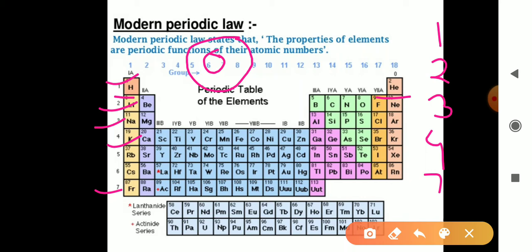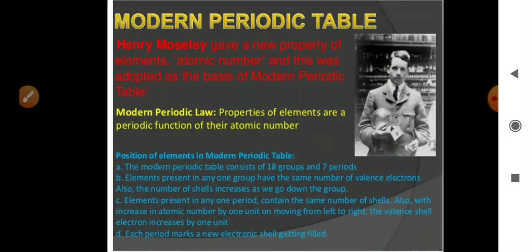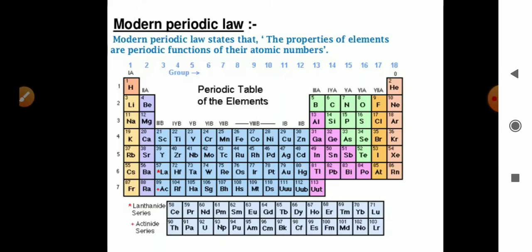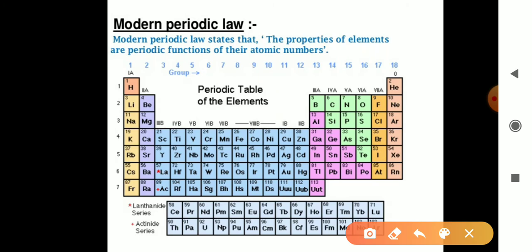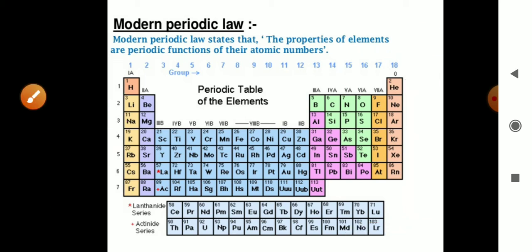So this is about some properties of the modern periodic table. Here we have seen the structure of the modern periodic table. There are horizontal rows and vertical columns. Horizontal rows are total 7, and these horizontal rows are called periods. Vertical columns are total 18, and these vertical columns are called groups. Now we are going to study in detail these groups and periods in the modern periodic table.